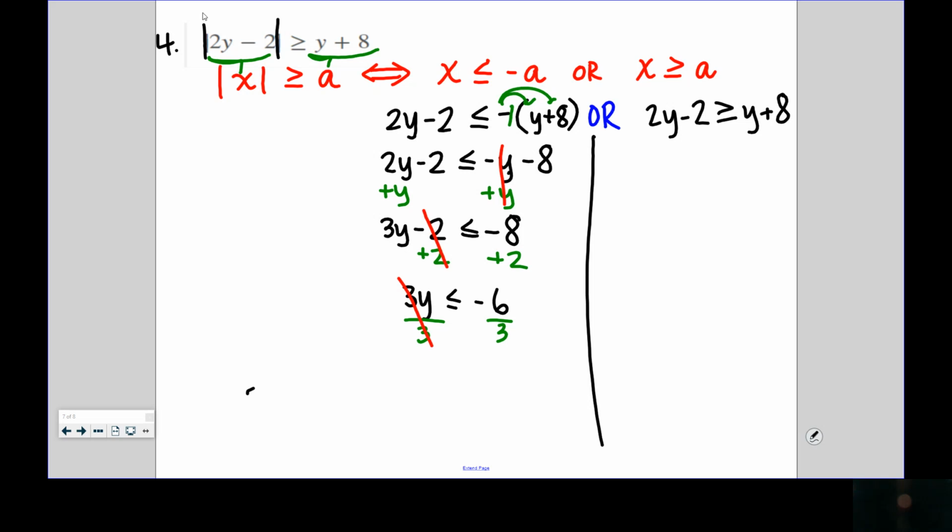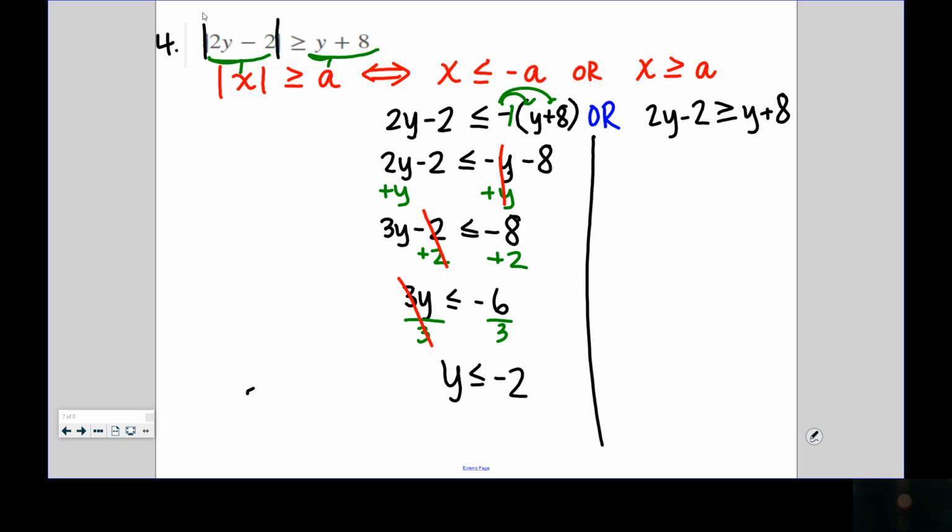Again, I'm showing every step. You may not need to show every step. That's fine. I'm not expecting your work to look exactly like this. You write down whatever you need to write down. You do whatever you can in your head. All right, so that's the first part of our solution set. Now we got to go over there and get the second part.